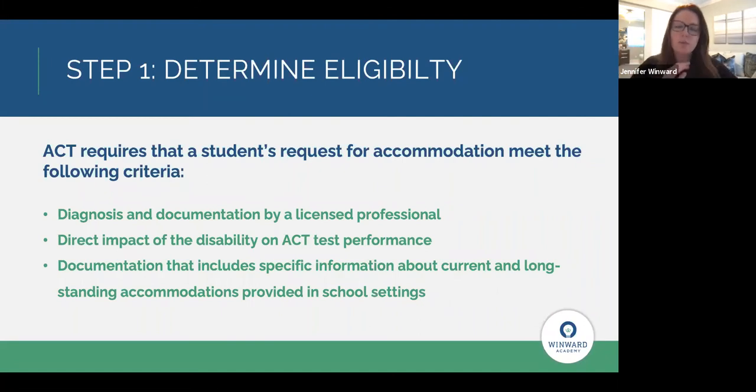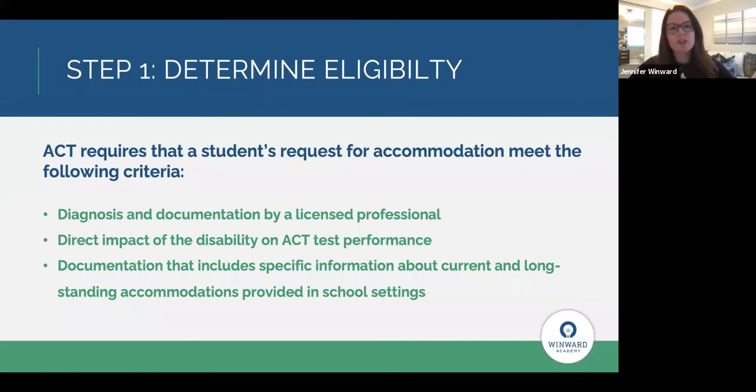So again, we have to show that there is going to be this direct impact, that there's some sort of disability, some sort of substantial limitation that is going to adversely impact performance on the ACT test. The third thing is documentation that includes specific information about any current accommodations currently being provided or any long-standing accommodations that have been provided, right?